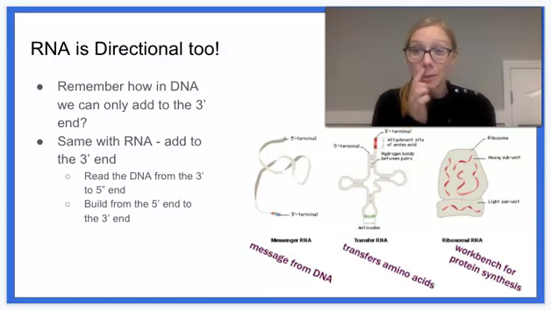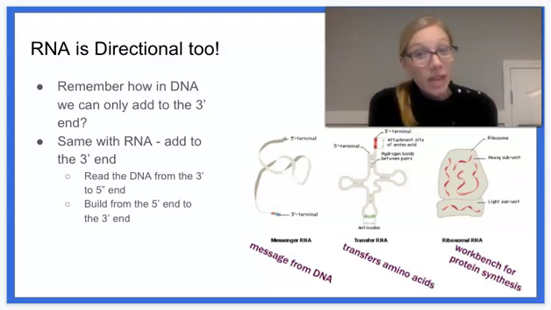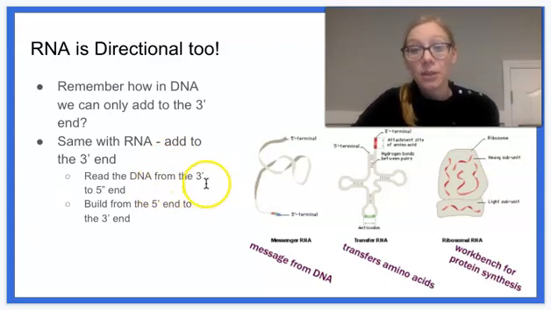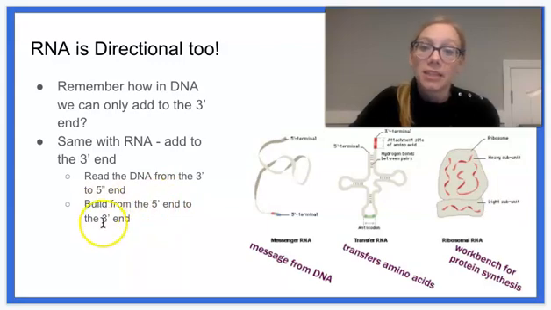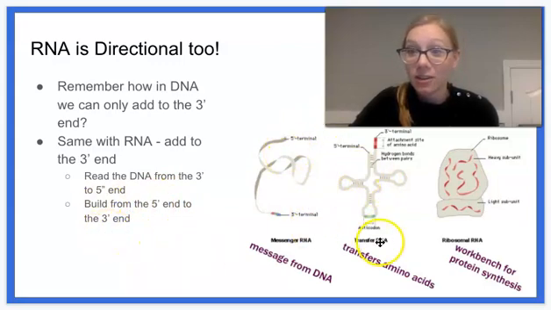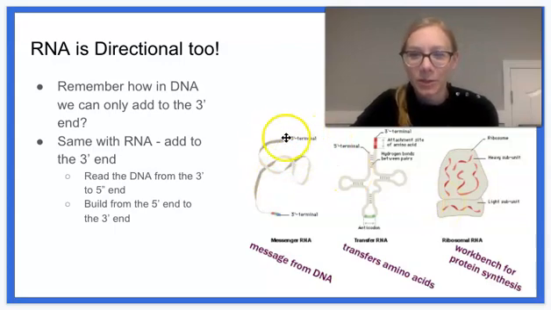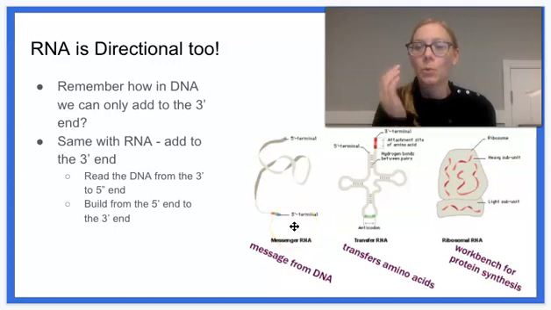I know we already talked about this, but I want to make sure you have it written down. Remember how DNA had direction, we could only add to the 3' end? RNA is the same way. We add our nucleotides to the 3' end. That means RNA polymerase is reading DNA from the 3' end to the 5' end, but we're building our RNA from the 5' end to the 3' end. And you can see that in the types of RNA we talked about: our mRNA, our tRNA, although we don't reference it as much, and our ribosomal RNA too, but we don't have to worry about it so much. So here's our 5' terminus and our 3' terminus, and that's important to know.